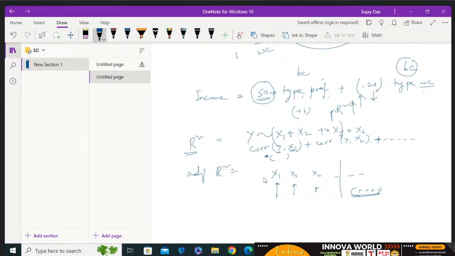If not, then yes, adjusted R square is a modified version of the R square, where you can get the actual contribution of the variable to the model.